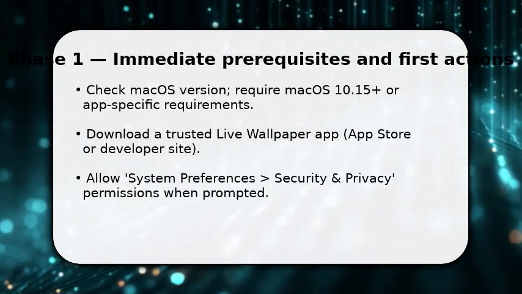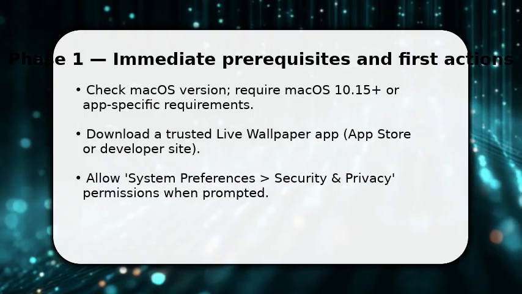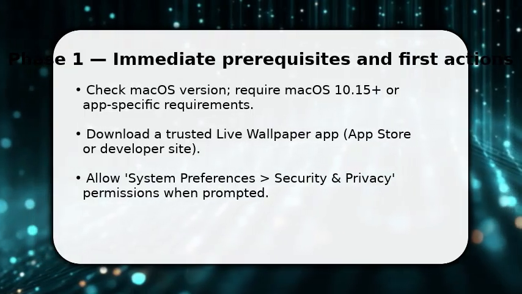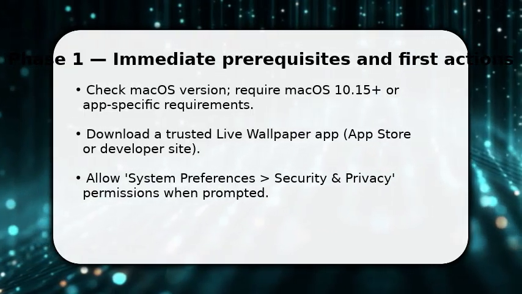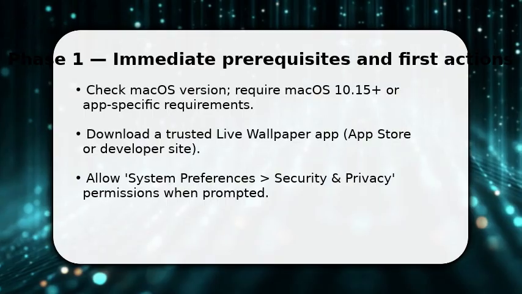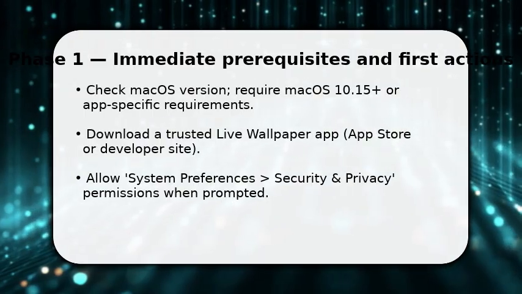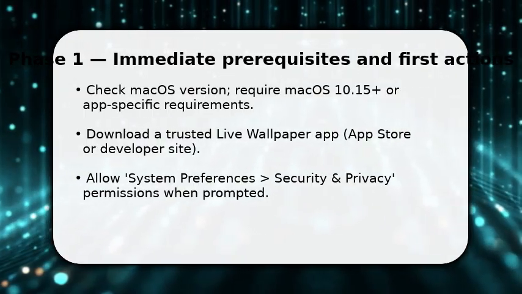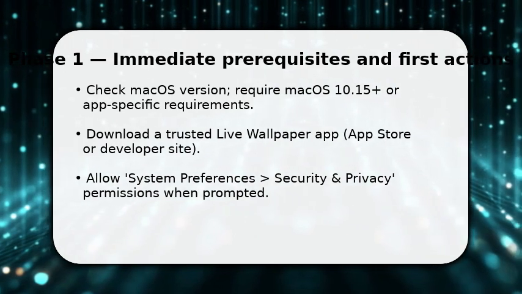Once done, open it. When the app asks for accessibility or screen recording permission, grant them in System Preferences. Without these, the app can't update the desktop. Make sure to quit other wallpaper utilities first, so the new tool can take control cleanly.